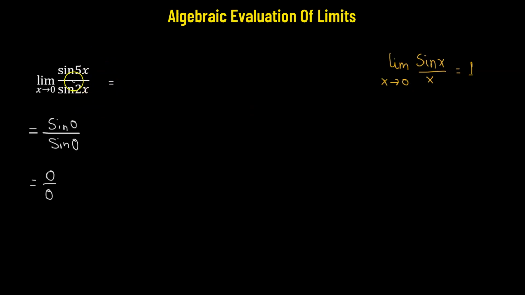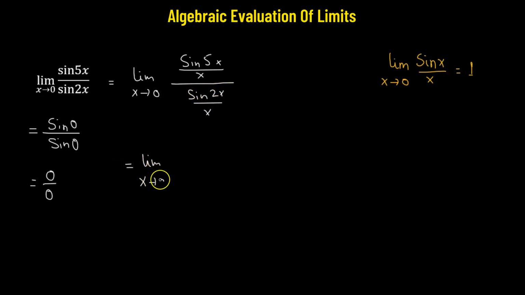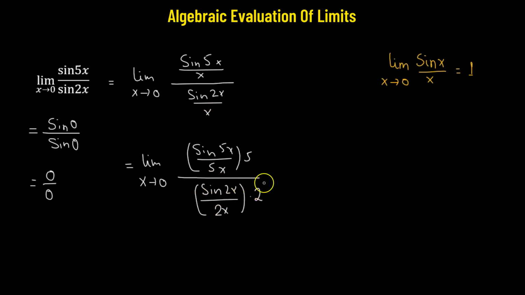So what we can do is rewrite this as sine 5x divided by x. All we have done is divide both numerator and denominator by x. In the next step, instead of x in the numerator, we will have 5x, and for that we multiply by the factor 5. Then in the denominator we have sine 2x divided by x. So the x in the denominator will be replaced with 2x, which means we also have to multiply by the value 2. So this gives us 5 over 2 times.